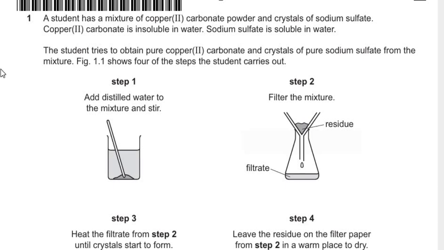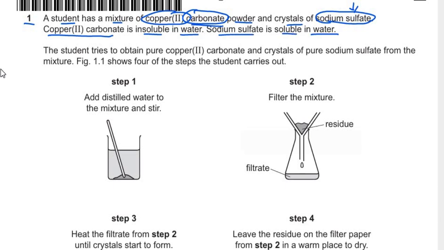Yes, now let's start with question 1 of this question paper 6-1. Here is question 1, where a student has a mixture of copper 2 carbonate powder and crystals of sodium sulfate. Now remember, you have copper carbonate and sodium sulfate. Copper 2 carbonate is insoluble in water and sodium sulfate is soluble in water. Now we have taken the mixture of two substances, out of which one is insoluble and one is soluble. The student tries to obtain pure copper 2 carbonate and crystals of pure sodium sulfate from the mixture.